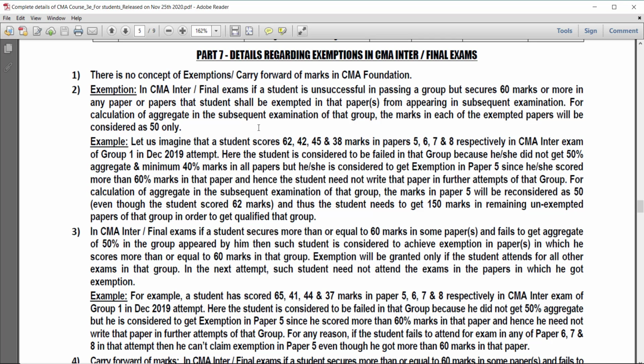Let us take an example. In group 1 of CMA Inter, you have 4 papers, and in 1 paper you have got 60 marks, and you failed in all the other 3 papers. I mean, you have scored less than 40 marks in each of those papers. So you have to write group 1 again in the next attempt, but you need not write the paper in which you got a score of 60 marks or more. It's sufficient to write the remaining 3 papers.